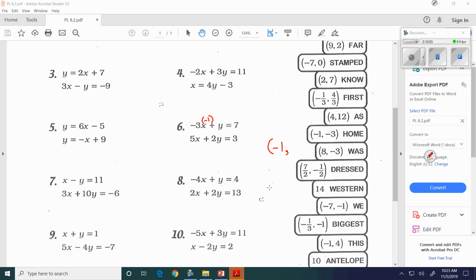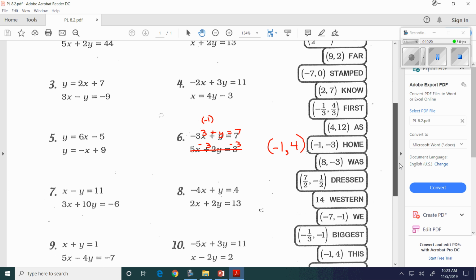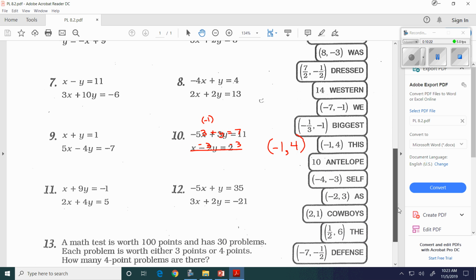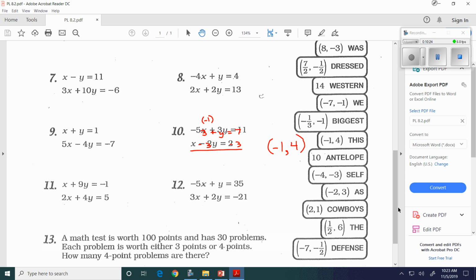A negative 3 times a negative 1 is a positive 3, plus y equals 7. If I subtract 3 on both sides, y is equal to 4. So over here on the side, hopefully, we will see the solution of negative 1, 4, right there with the word "this." So there's our solution.